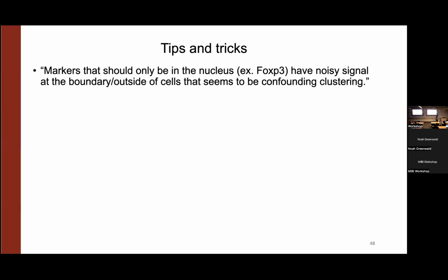The second thing you may see is that markers that should only be in the nucleus seem to be expressed outside of the nucleus, and that is leading to a lot of noise and confounding your cell clustering. An example of this is FOXP3. FOXP3 is a Treg transcription factor, and we know it should only be in the nucleus. But sometimes, due to noise and other reasons, it can look like it's expressed outside of the nucleus. So here we can use masking, for example, applying a nuclear mask for FOXP3.